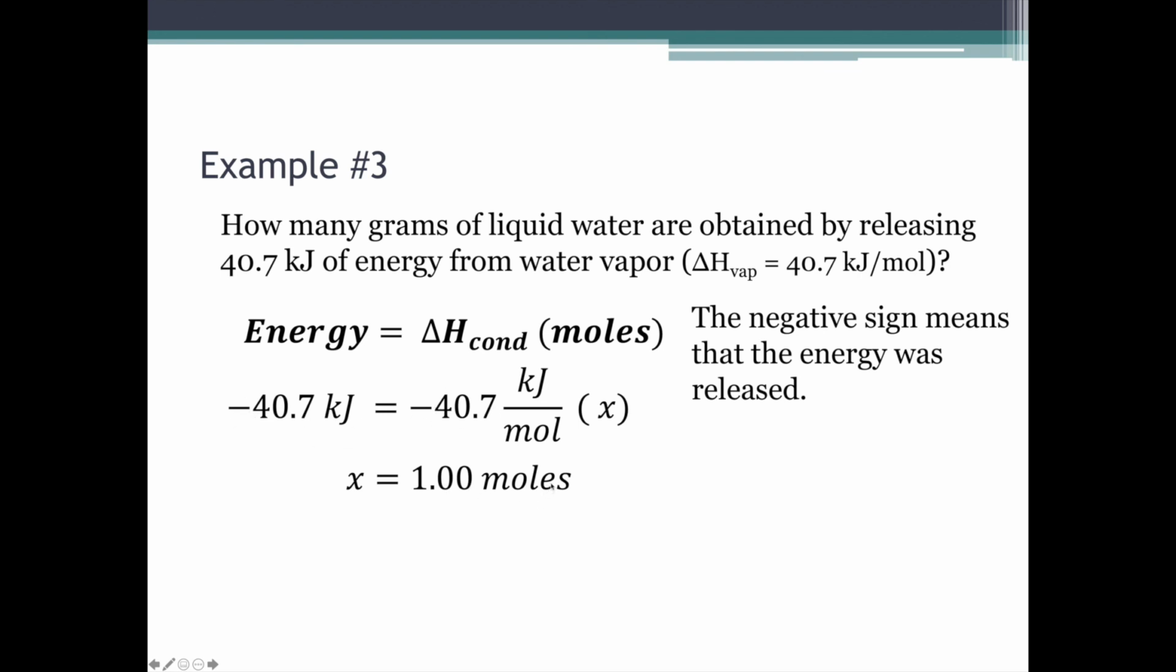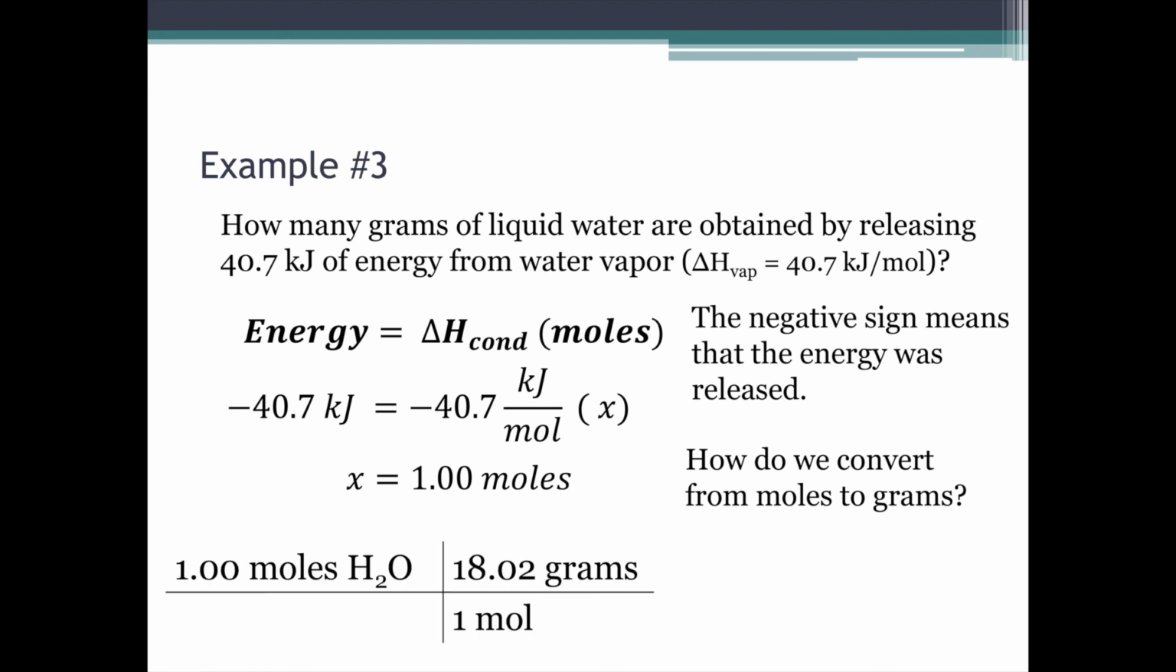But the question does not ask me for moles, it asks me for grams. So how do we convert from moles to grams? We do that using molar mass. So I need to set up dimensional analysis. I've got 1 mole of water, and 1 mole is 18.02 grams. So when I solve this to 3 sig figs, I get 18 grams. That concludes our lesson on the energy of phase changes.